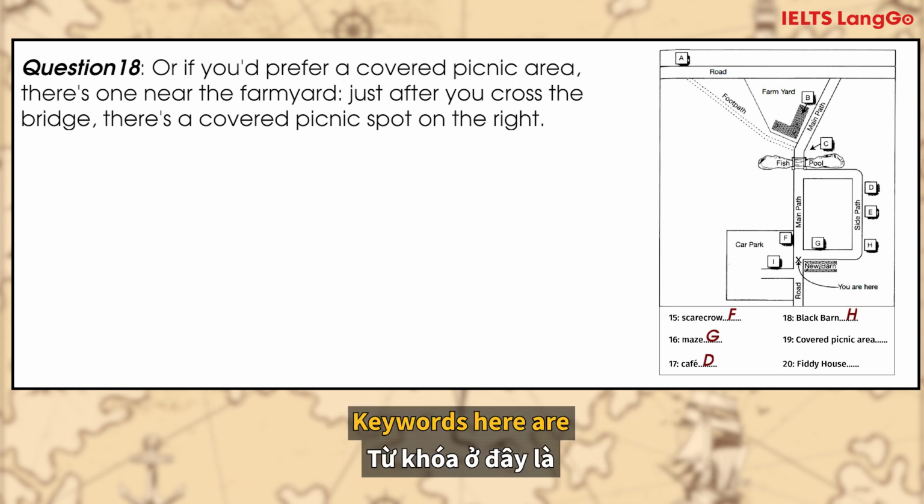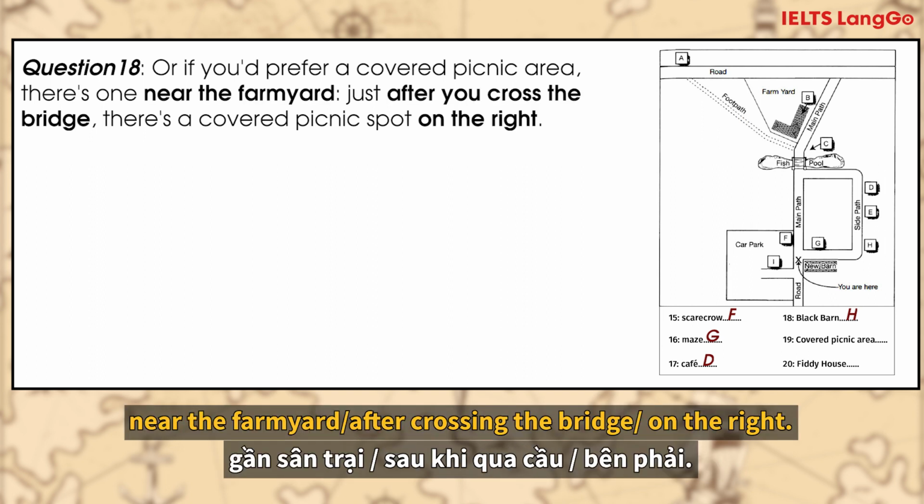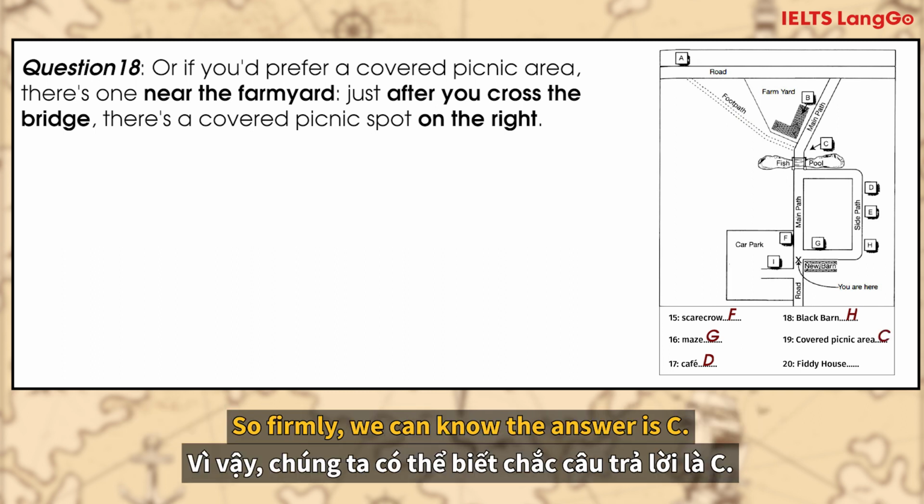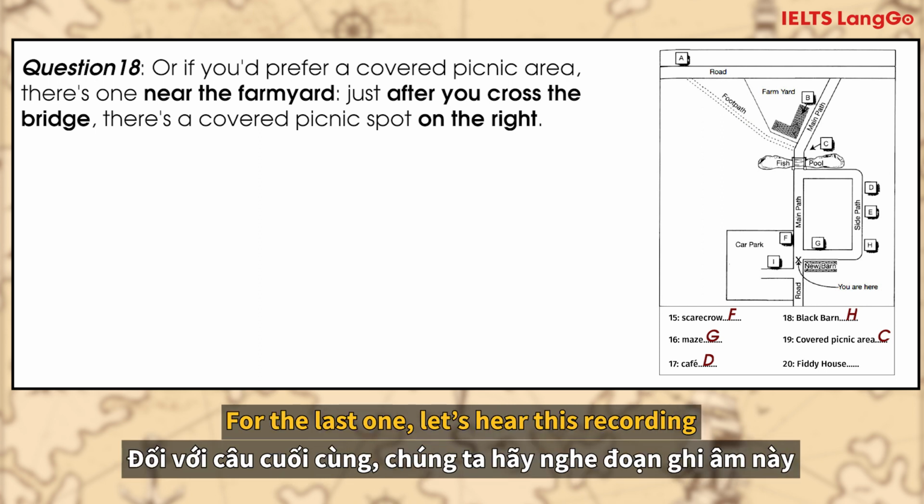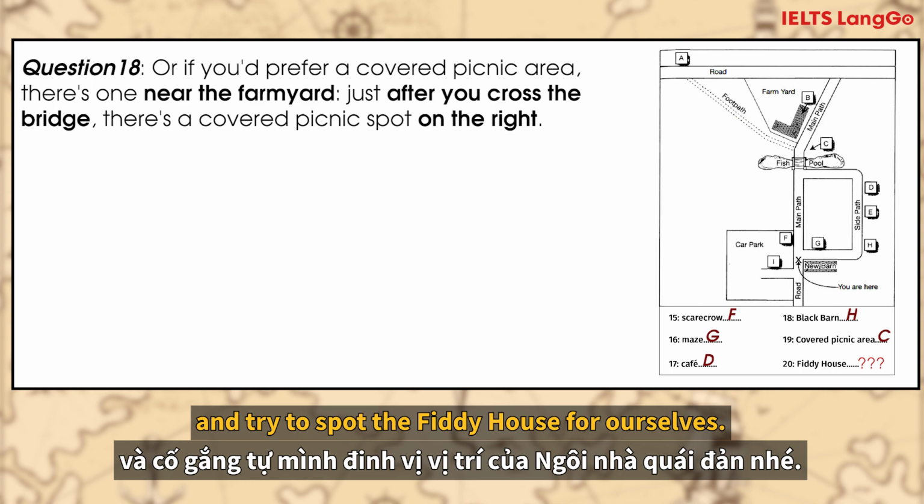So our keywords here, near the farmland, and after crossing the bridge, on the right. And from this we can deduce the answer is C. For the last one, let's listen to the recording and try to spot the Fiddy house for ourselves.